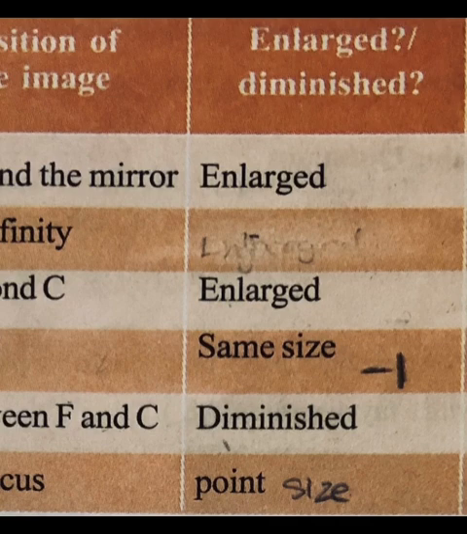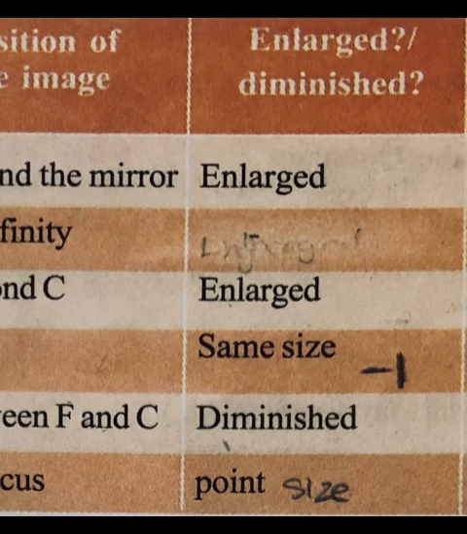When the object is placed beyond the center of curvature, the image will be formed between the principal focus and the center of curvature. So the image will be diminished, so it will be smaller than the size of the object. And the image will be inverted, so it will be below the principal axis. And the image will be real, that means it can be caught on a screen.